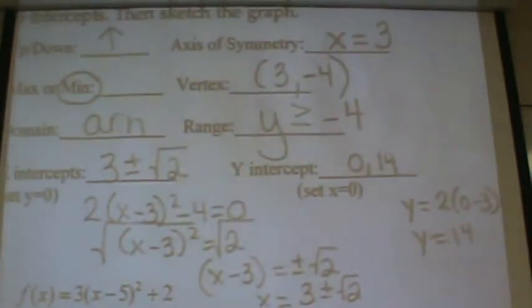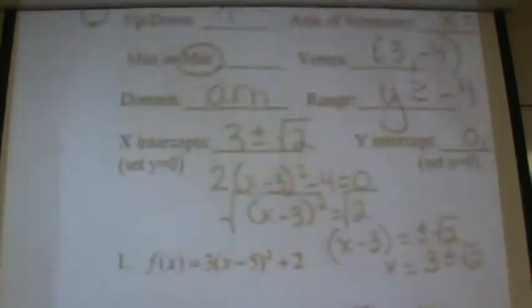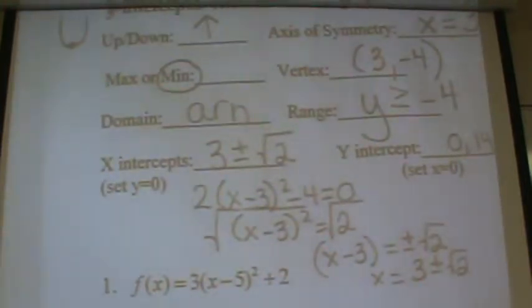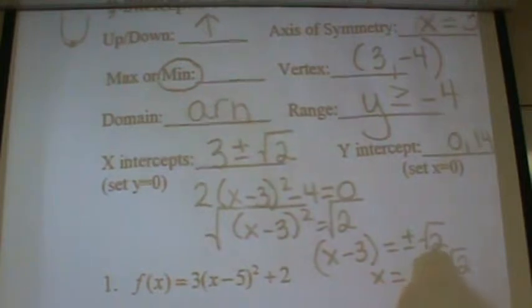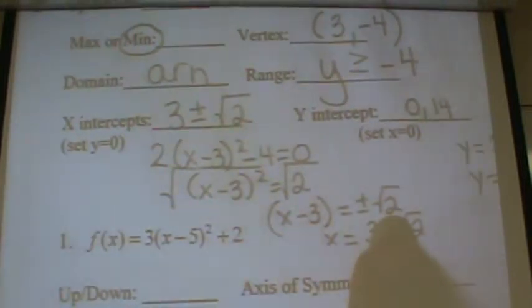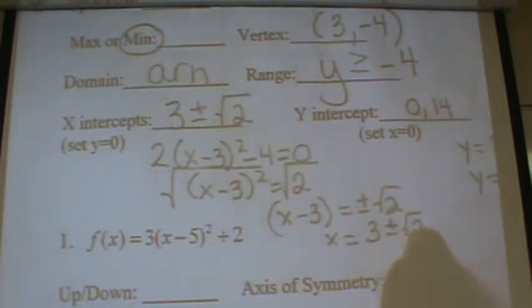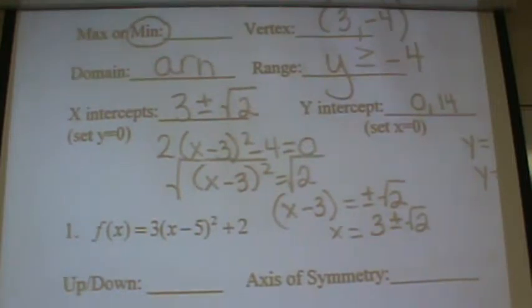Now, how will you know when it can't be written in x-intercept form? When you don't cross the x-axis. When you don't cross the x-axis, what's another reason? When this number right here under the radical is a negative. Good.